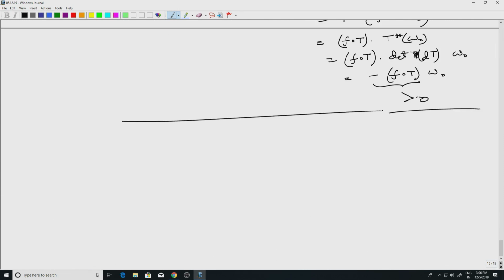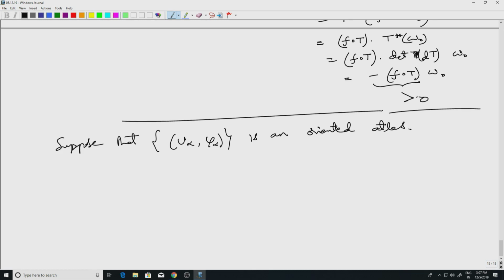And conversely, suppose that (U alpha, phi alpha) is an oriented atlas. We would like to construct, come up with, a nowhere zero n-form on the manifold. Well, we can certainly do that.